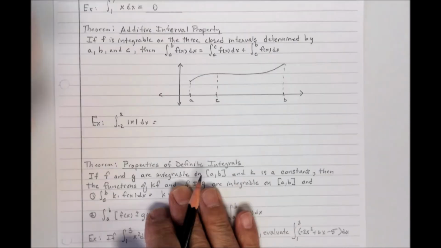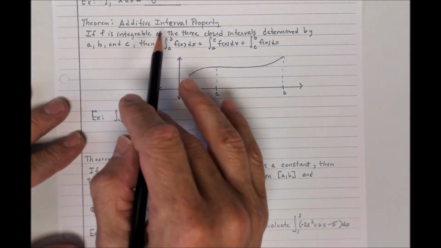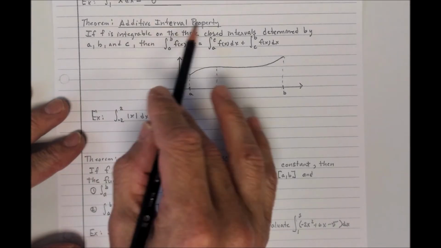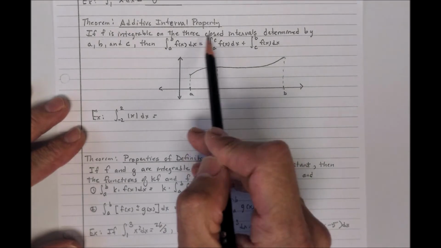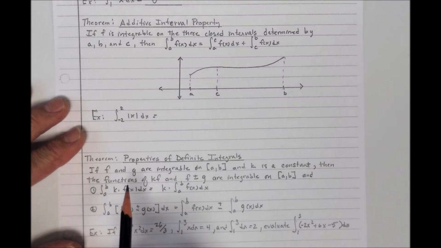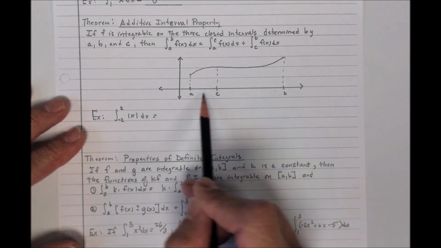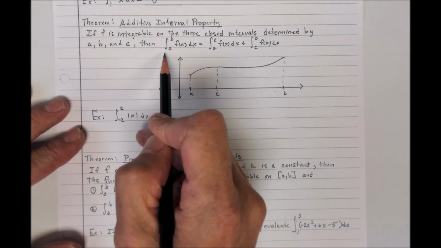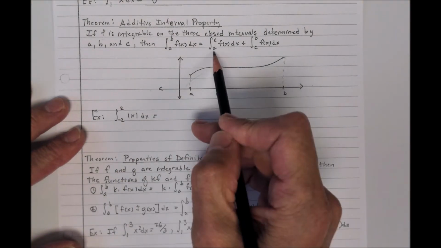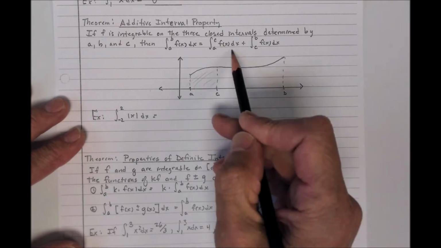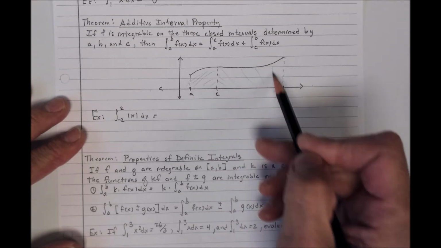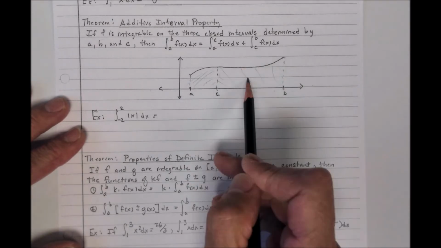Now there's another one. Remember, think of the definite integral as area under the curve. The additive interval property says if f is integrable on 3 closed intervals determined by a, b, and c, as I've got drawn here from a to b with c somewhere in the middle, and as it turns out, c doesn't even have to be in the middle, it can be out here, it can be out here, then the integral from a to b of f of x dx, the area of the whole thing, is equal to the integral from a to c of f of x dx, plus the integral from c to b, that'd be this part.